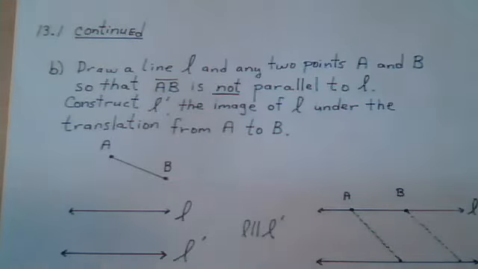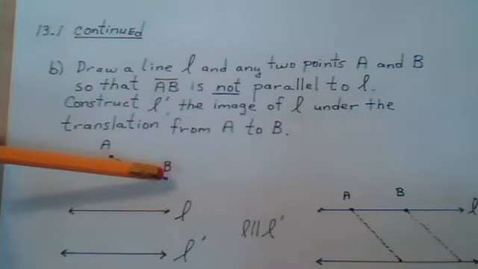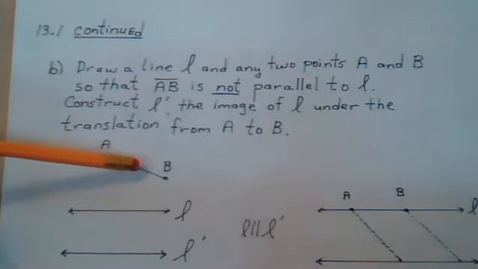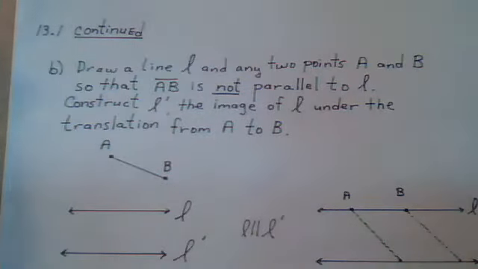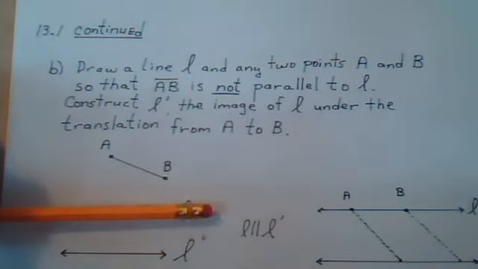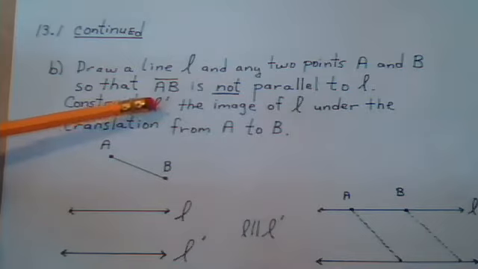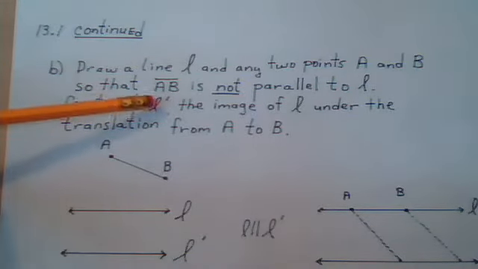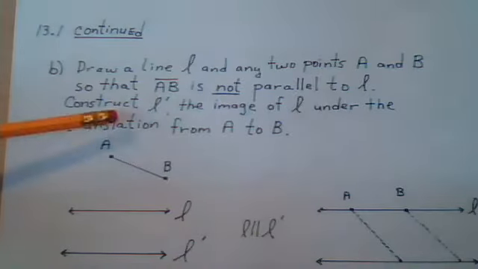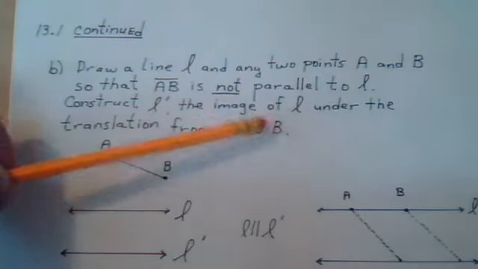B, draw a line L. Here's a line L, and 2 points A and B, so that line segment AB, you connected 2 points, is not parallel to L. So notice this line segment AB is not parallel to L. Construct L prime, the primes are the images. Construct where L is going to end up, that's the image. Where does it end up? L prime, the image of L, under the translation from A to B.